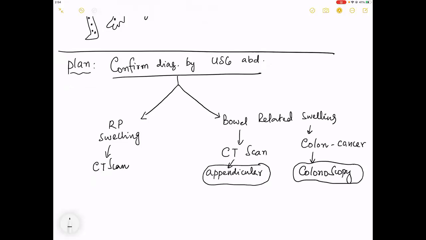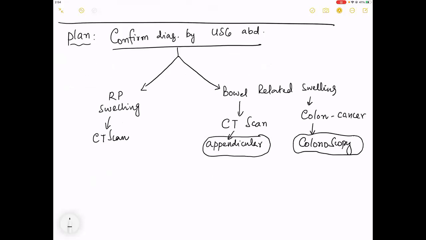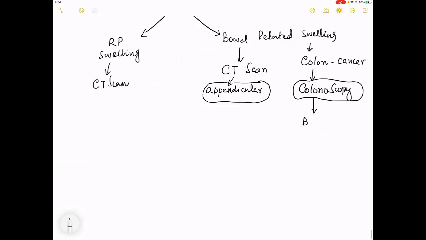This comes as a long question. After an ultrasound, if they tell you this is a bowel related lump, if you feel it is an appendicular lump, think about doing a CT scan, or you may not. But for a cancer colon, not a CT scan. You do a colonoscopy, and after that you take a biopsy. What type of biopsy? Colonoscopic biopsy.